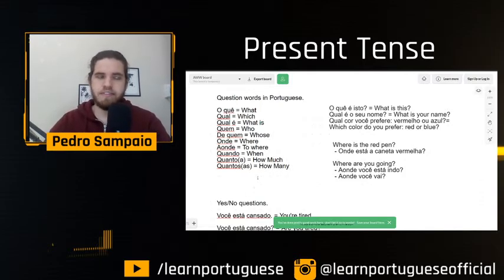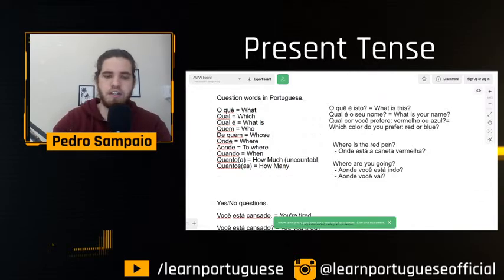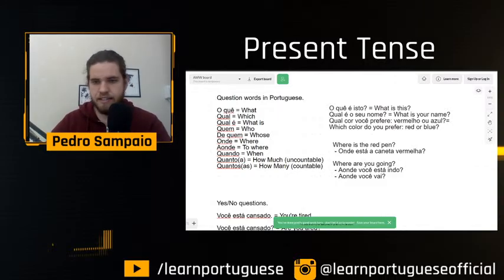So if you don't know the difference between how much and how many, how much is used for uncountable nouns or objects, and how many is used for countable nouns or objects. So quando, when, quanto or quanta, how much, quantos or quantas, how many.